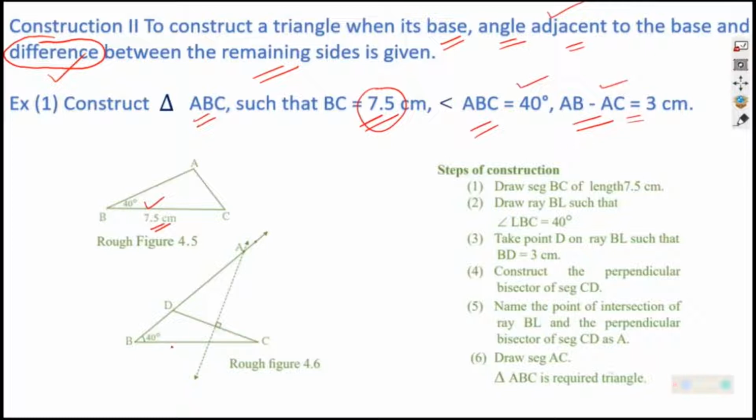Here the rough diagram itself is giving the base as 7.5 centimeter, and you are having all such things as happened in the last one, but the only difference is in the construction procedure. After constructing the angle 40 degree as required, what we did last time was directly drawing 9 cm because it was addition. Here you will first be drawing the difference. Here the difference is given as 3 centimeter. So that step is important.